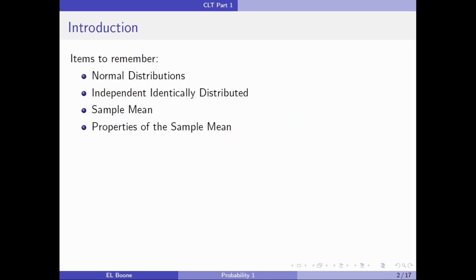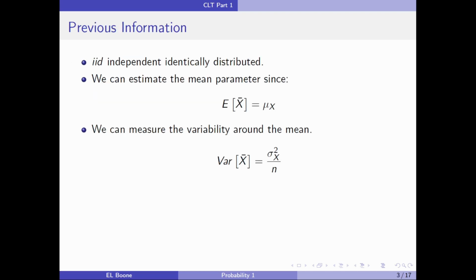Okay, some things we're going to need to remember: normal distributions, independent, identically distributed, sample mean, and the properties of the sample mean from the last video. And here they are. So IID means independent, identically distributed, which means they come from the same population, they elicit the same distribution, and that one does not influence the other from a probabilistic standpoint.